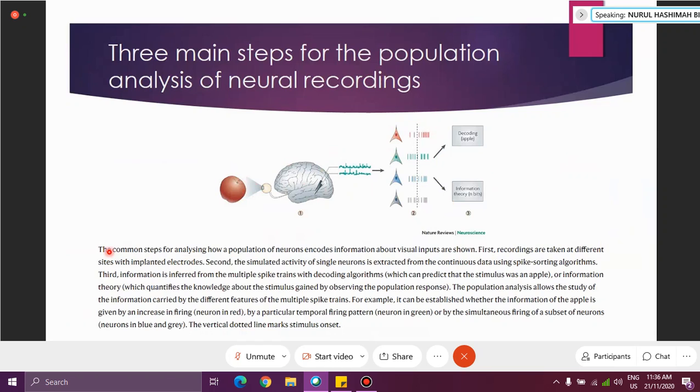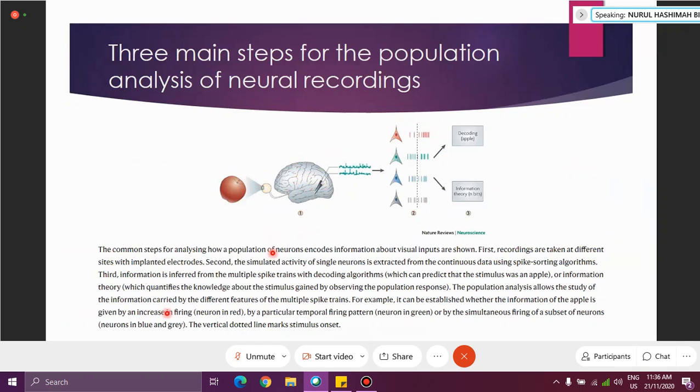So the first step is to record. Recordings are taken at different sites with implanted electrodes. So you implant the electrodes in your brain.